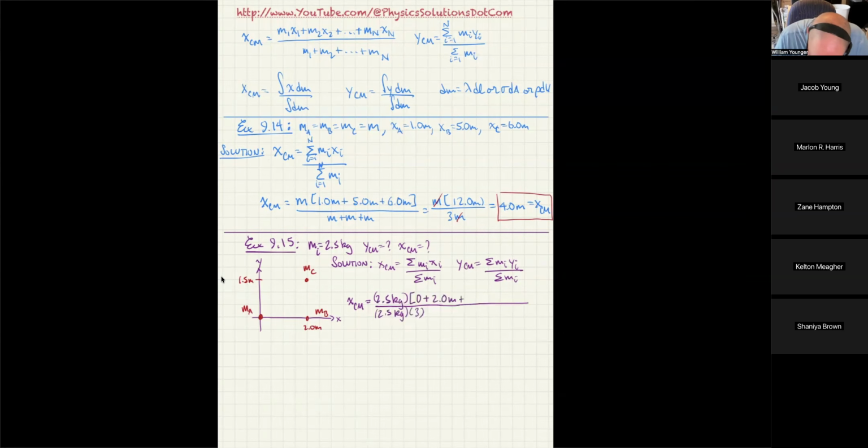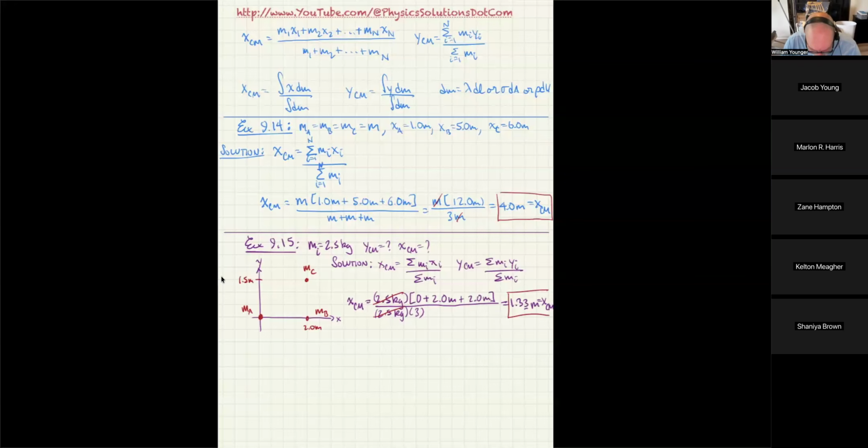And the x-coordinate of mass C is also 2.0 meters. So that's what we had to do this calculation. You can see that the 2.5s are going to cancel each other out, but 2 plus 2 gives me 4, and then 4 divided by 3 is 1.33. So our answer is 1.33. That's one extra sig fig than we need. Meters is equal to X center of mass. So our X center of mass is 1.33 meters to the right.